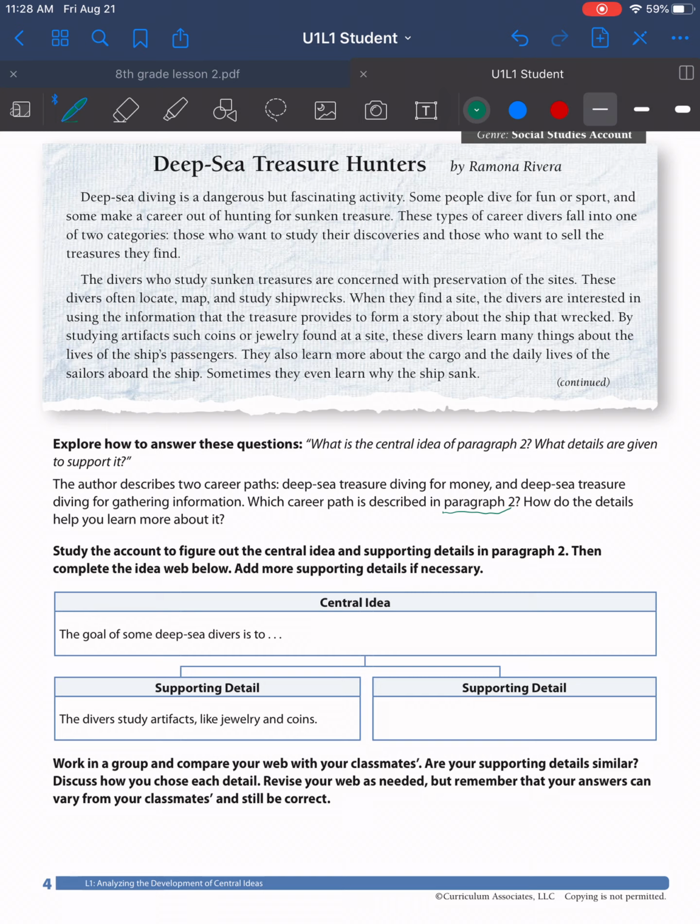Okay, study the account to figure out a central idea and supporting details. Then complete the web idea below. Let's just fill out the central idea right now, because we know what the central idea is. The goal of some deep-sea divers is to, I think we're going to put right here, that it's to gather important information from the sunken site.